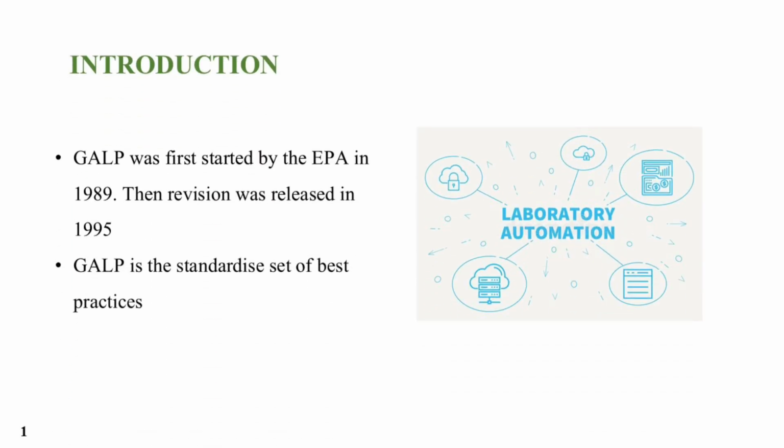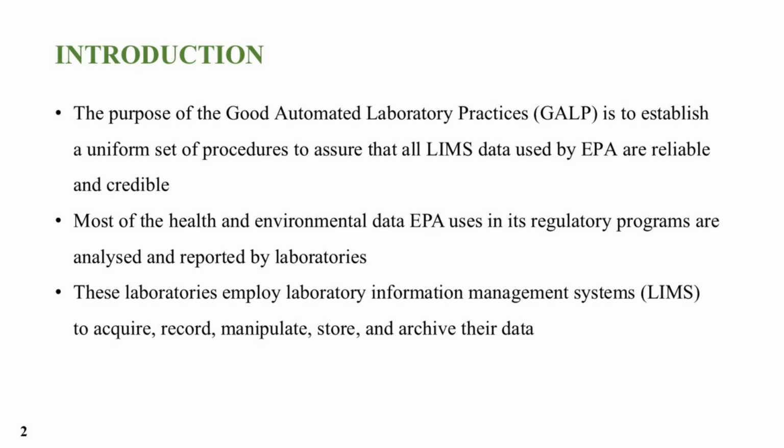GALP stands for Good Automated Laboratory Practices. It was introduced by the Environmental Protection Agency or EPA in 1989 and later updated in 1995. The main idea behind GALP is to create standard rules for laboratories that use computer systems. In today's laboratories, most data is handled using computer systems instead of manual records. GALP ensures that all this data is accurate, reliable, and consistent. This is very important because lab data is often used for health, safety, and environmental decisions.